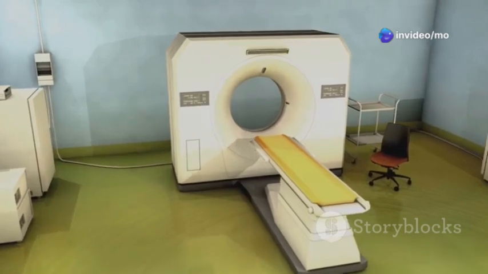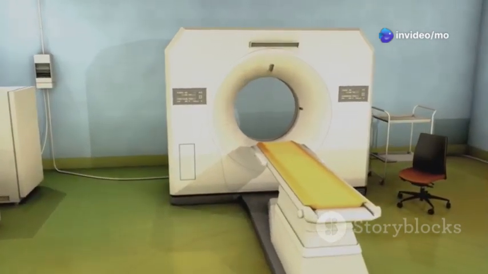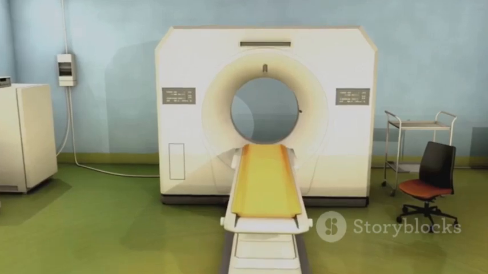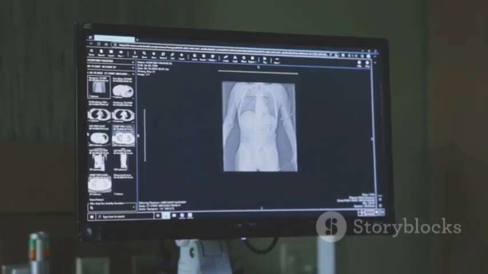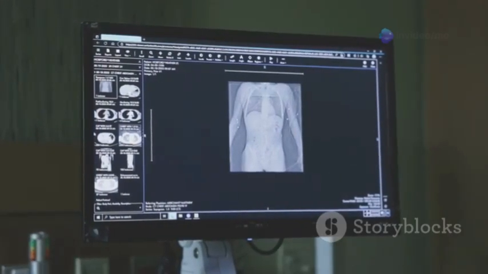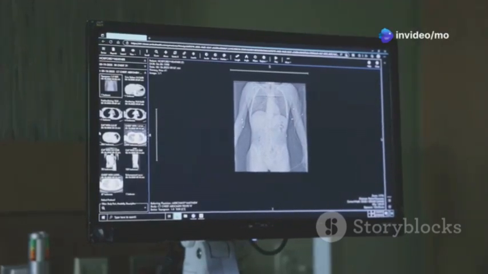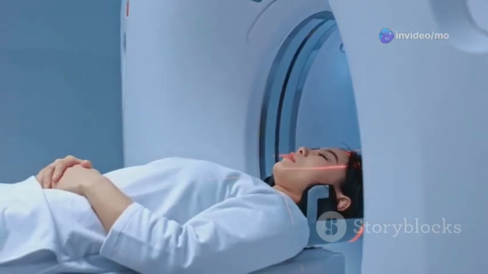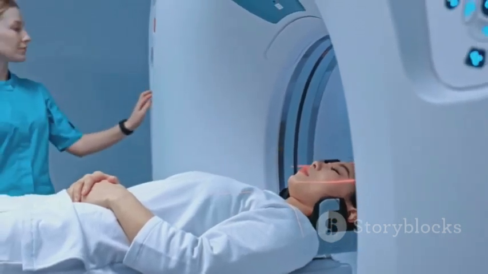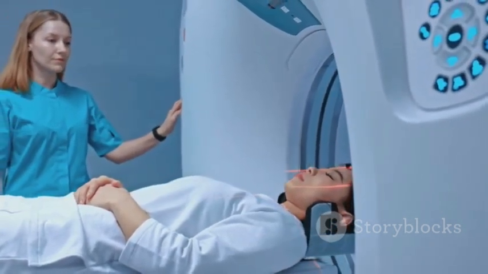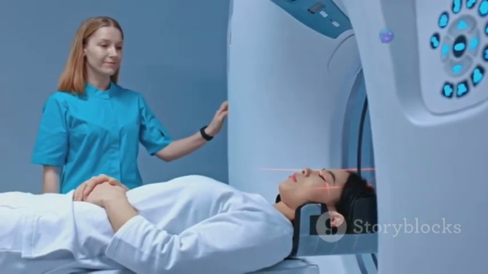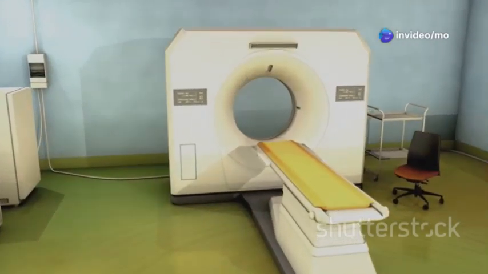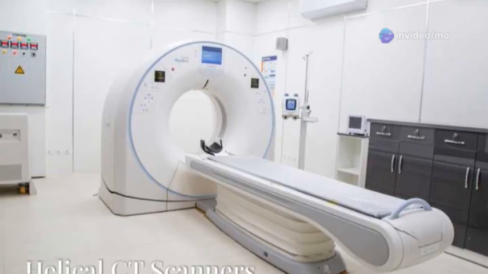Positioned opposite the X-ray tube are highly sensitive radiation detectors, which measure the amount of X-ray radiation that successfully passes through the body. These detectors play a crucial role in capturing the subtle differences in X-ray attenuation, which form the basis of CT images. The patient lies on a motorized table that slowly moves through the circular opening of the CT scanner, called the gantry, while the X-ray tube and detectors rotate around them. This synchronized movement allows the scanner to capture X-ray data from multiple angles.